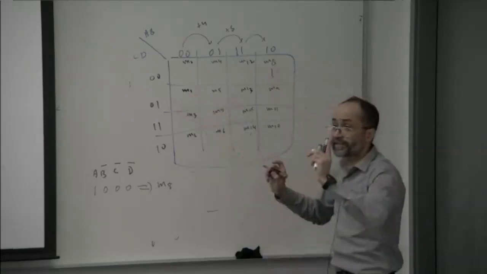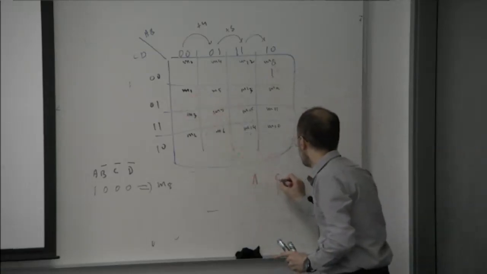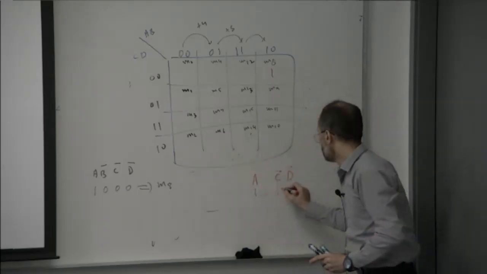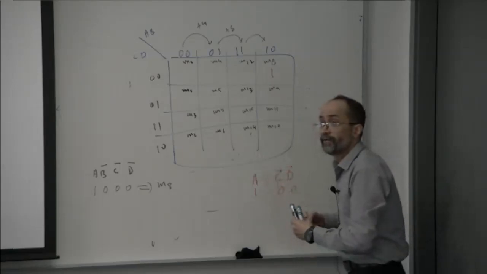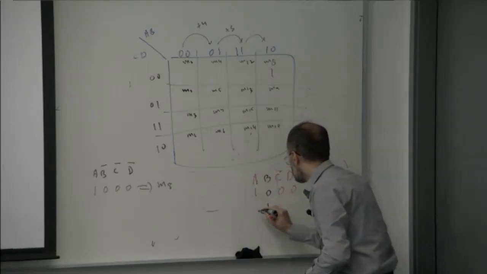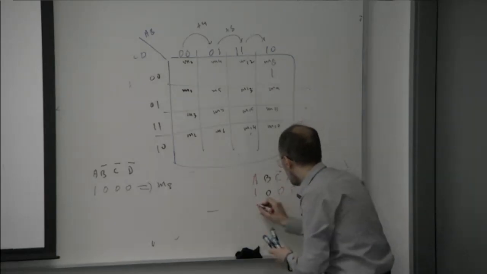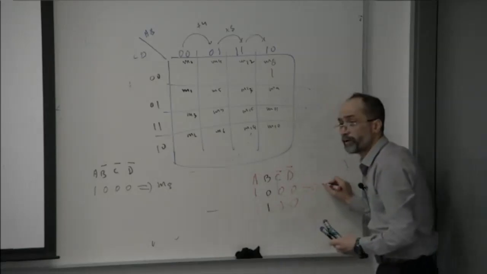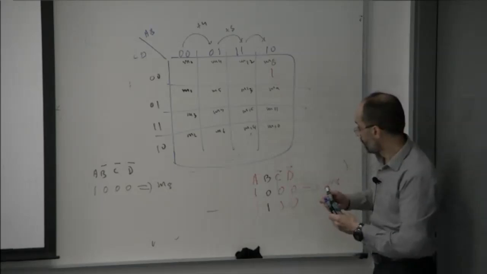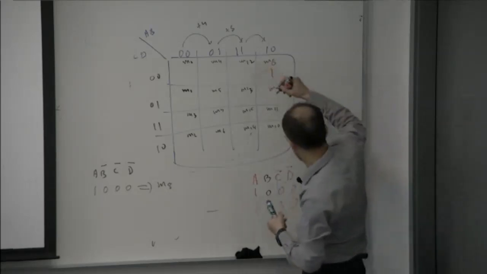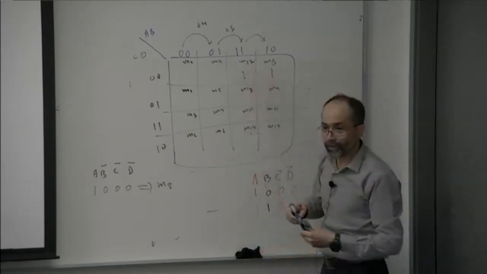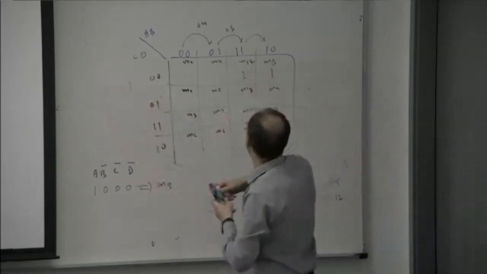Second term: A, C bar, D bar. 1, 0, 0, but B is missing, so B can be either 0 or 1. So this is actually 1 0 0, and it represents M8 and M12. M8 is already 1, and then M12. Got it? Okay, now look at the other term, BC.